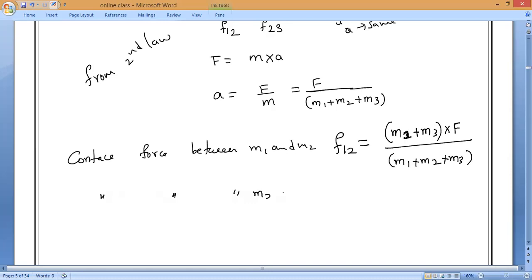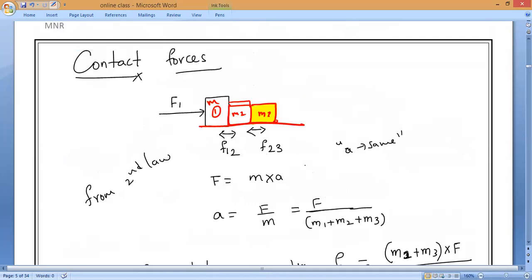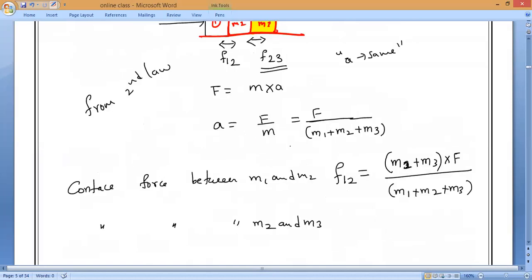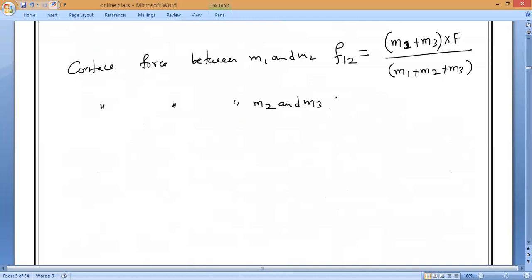Now, the contact force between M2 and M3, what is that called? Everyone? M2 and M3. That is called F23. Now, F23 equals only the third body's mass into force, divided by M1 plus M2 plus M3. So this is what it is. Okay. So now observe very carefully.